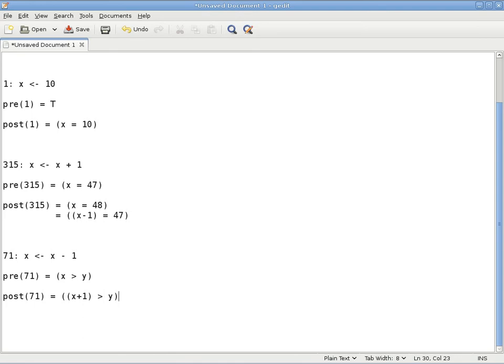Yes, the post of one line naturally becomes the pre of the following line if they are a sequence. Now, if those two lines come from different types of statements, then it's a different story. We'll get to those parts later. But yes, you were absolutely correct. The post condition of one line becomes the precondition of the line following it, unless you have a branch or a loop. Then it's a different story.